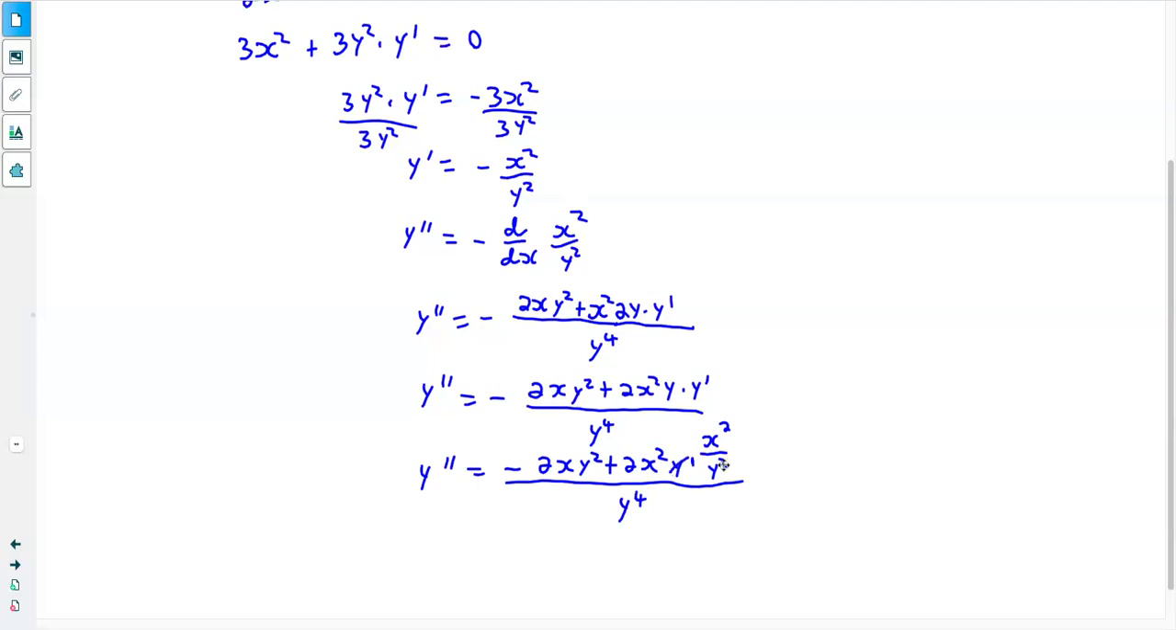Now this will partially cancel with this. So that gives us y double prime is equal to negative 2. Sorry, that negative should be in front of our bracket, our division line. So we've got negative of 2x y squared plus 2x to the power of 4 over y. And that's over y to the power of 4.